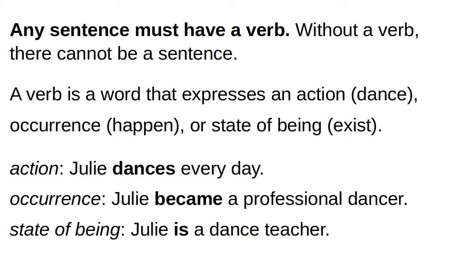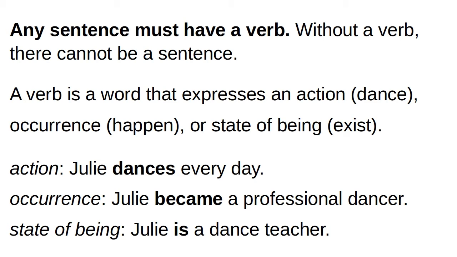Similarly, Julie became a professional dancer. Now she has become. She was not earlier a professional dancer, she just used to dance every day, but due to the practice of dancing every day, now she has become a professional dancer. So we can say that Julie became a professional dancer because it happened, it occurred, she became. So it's an example of an occurrence. So became is a verb.